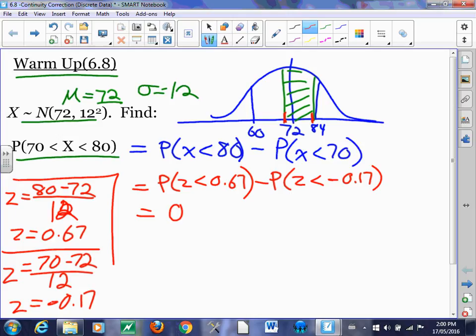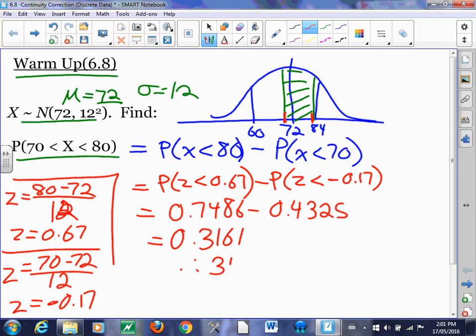So looking these up, you should have 0.7486, subtract 0.4325. That equals 0.3161. Therefore, 31.6%, or I would even accept 32% here.